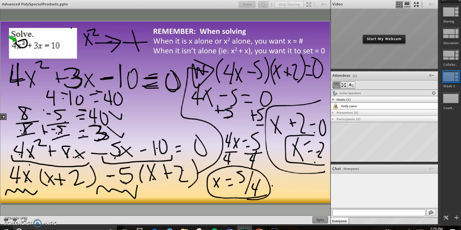Okay, so remember, this is the advanced one. This is like the harder problems. That was really hard. In case anybody was wondering.